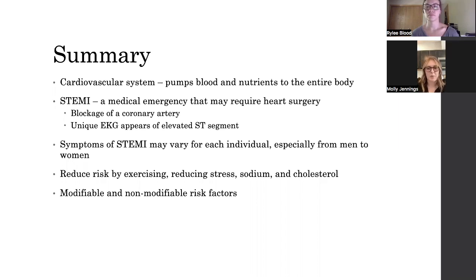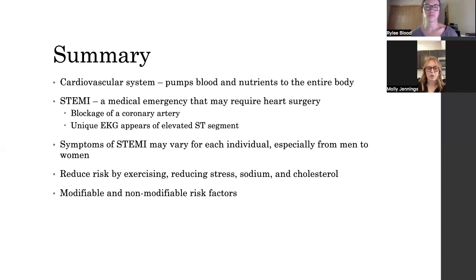STEMIs are important medical emergencies as they're highly time sensitive and often require heart surgery. So it's important that we as healthcare providers grab an EKG and blood work as quickly as possible to identify these blockages and get them taken care of to decrease the risk of cardiac impairment, because time is tissue. It's also important that we are able to rapidly identify symptoms of STEMIs with chest pain, as they vary greatly between individuals, especially between men and women.